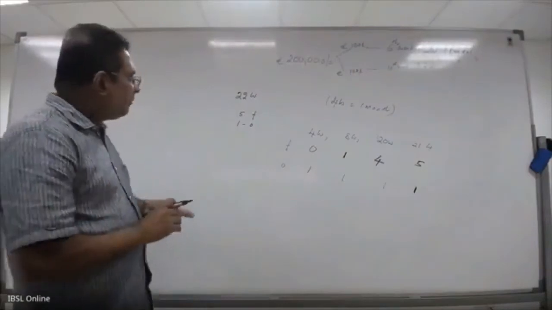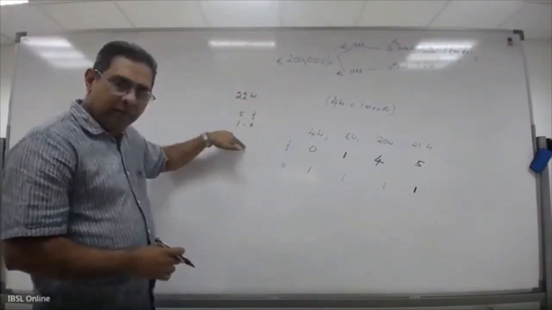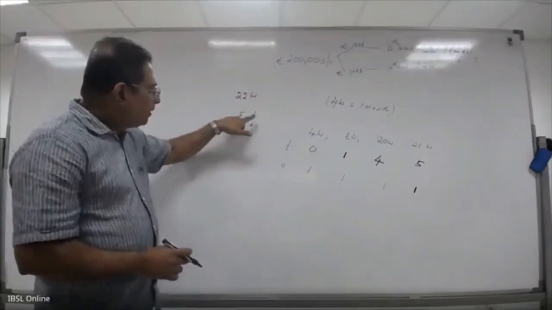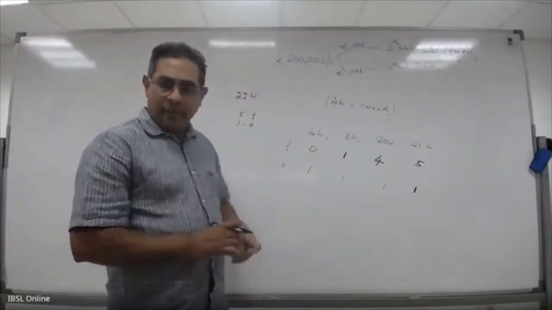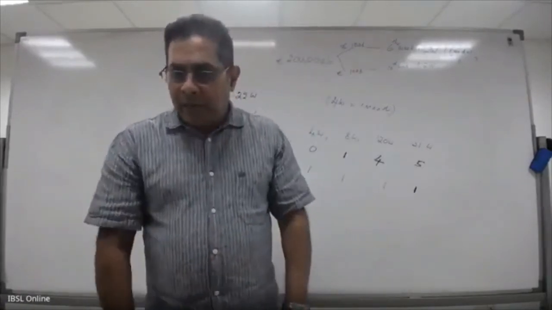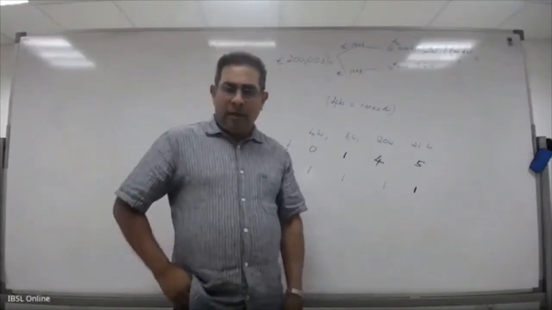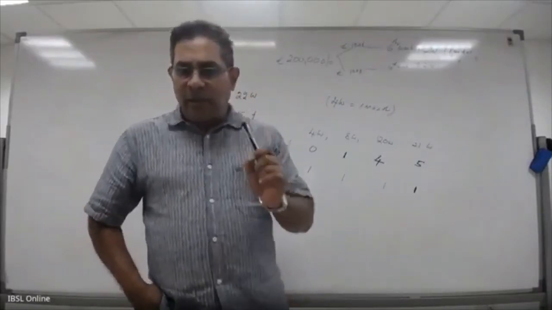22 weeks, if you divide by 4, you get 5 months fixed and 1 month option. 5 months fixed. 4 into 5 is 20. 2 weeks is remaining, but we are giving 1 month. So that means 5 fixed and 1 option. Right. Just tell me whether it's clear. That is how to calculate the fixed period and the option period.